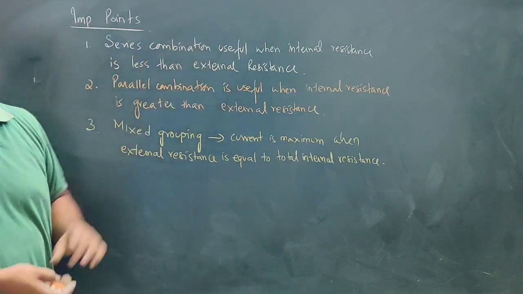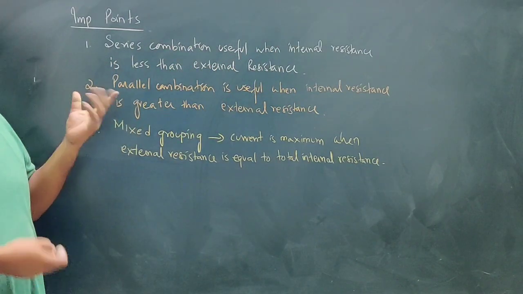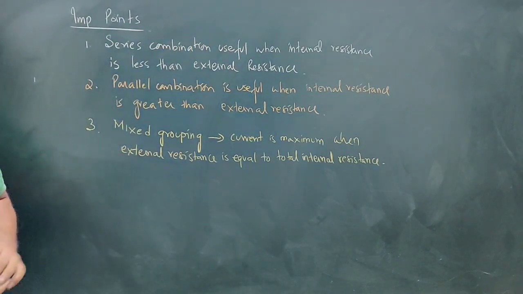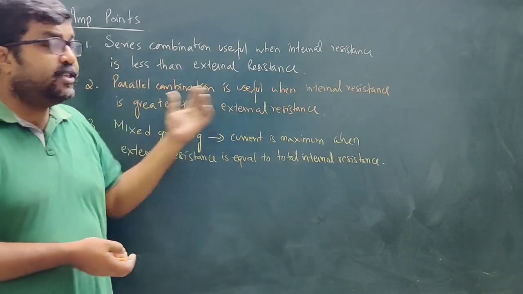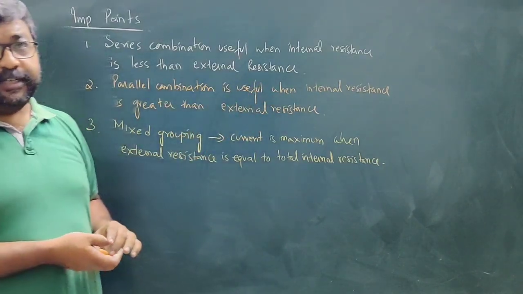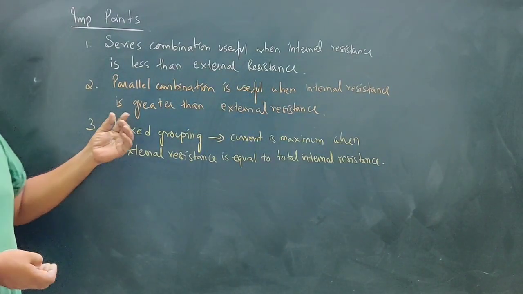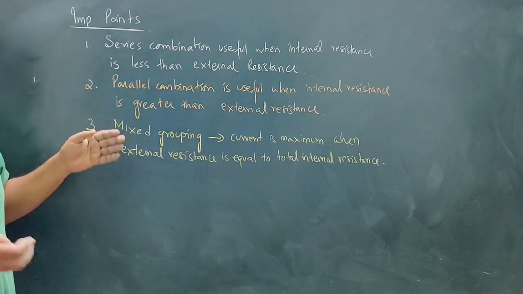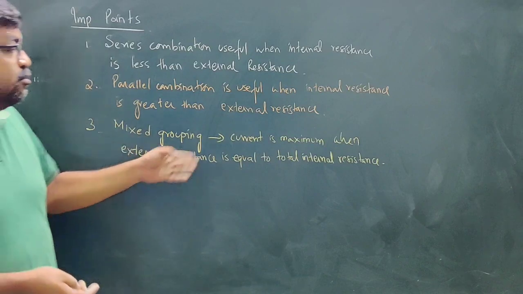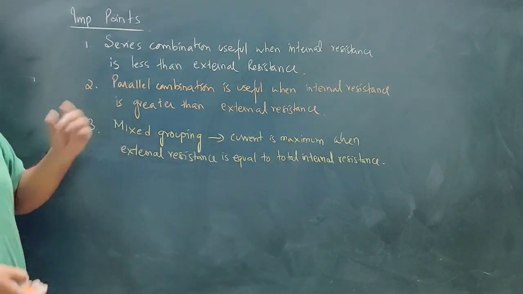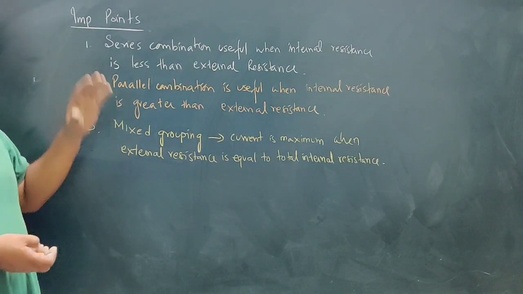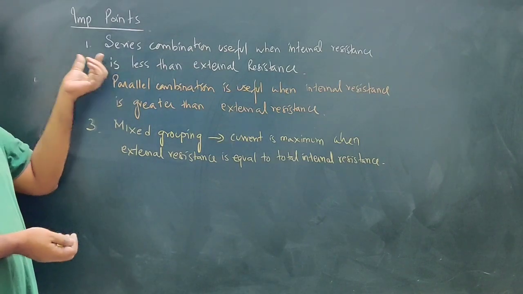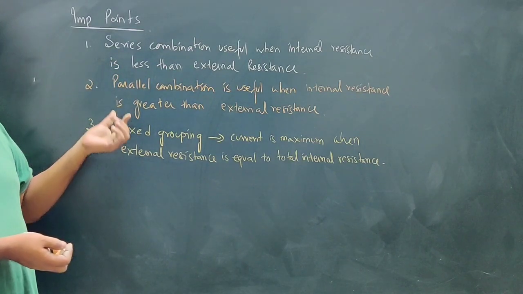Okay. So we can summarize this result as: series combination is useful when internal resistance is less than the external resistance. Or we can say external resistance is greater than the internal resistance. Parallel combination is useful when internal resistance is greater than the external resistance. So the conditions are just the opposite. And mixed grouping, what happens? When external resistance is equal to the internal resistance, the current is maximum. Okay, so these are the conditions for maximum current for series grouping, parallel grouping and mixed grouping.